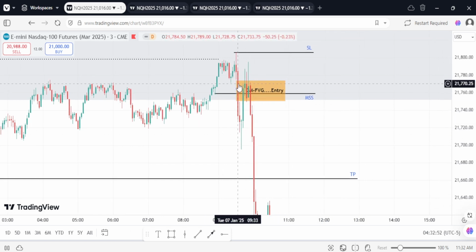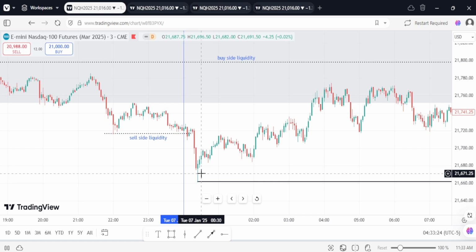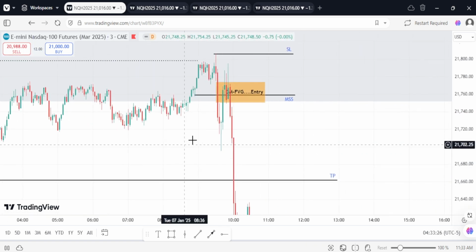And we can see that this was our entry, this fair value gap, which formed in the price leg that broke the structure here. Once the structure was broken, we were looking for a fair value gap in the price leg that caused the break in market structure, and then price came and retested that fair value gap. Once it reached that fair value gap, we took our entry, a sell, and then this was our first target, the old low that formed on Tuesday, and the trade was also taken on Tuesday.